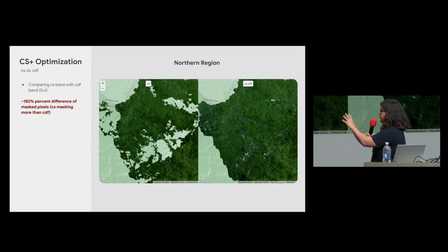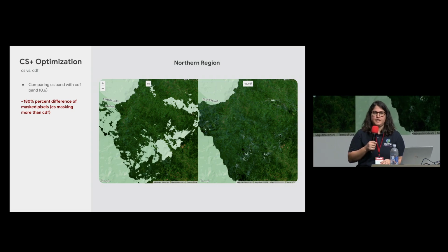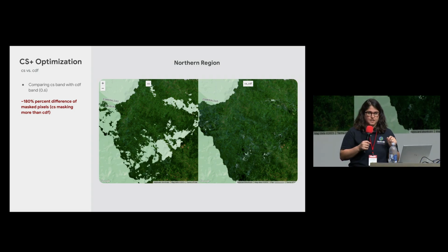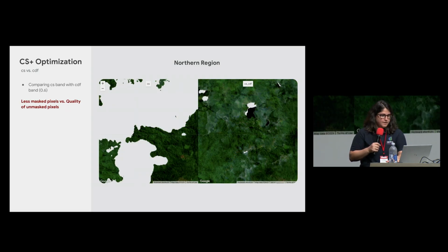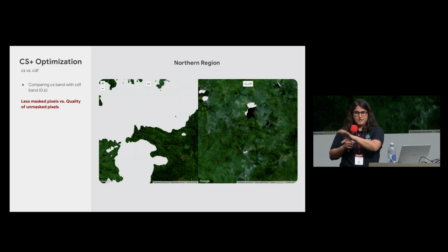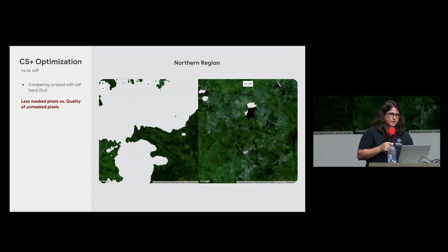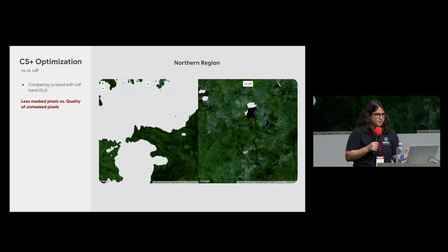But when you look at the pixels that are not being masked by the CDF band, they still had some cloud artifacts. And it is really what Val was explaining: with the CS band, you can capture more of the edge of the cloud, whereas with the CDF you just have that thick cut of the cloud. For most of the regions, I found that the CS band was working better than the CDF band. So again, it depends, and this is for this particular region. You need to think about the number of masked pixels versus the quality of the unmasked pixels.